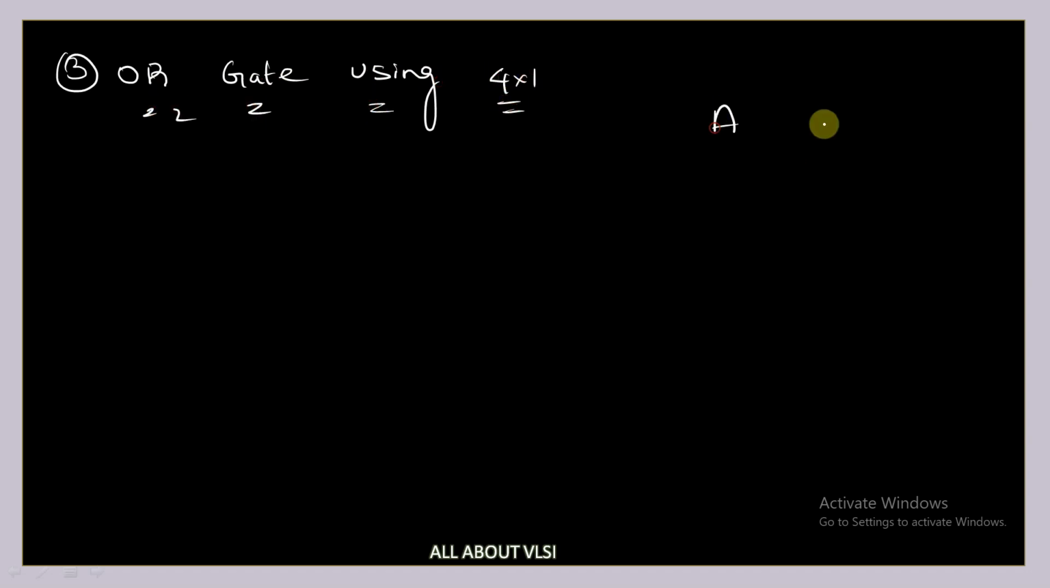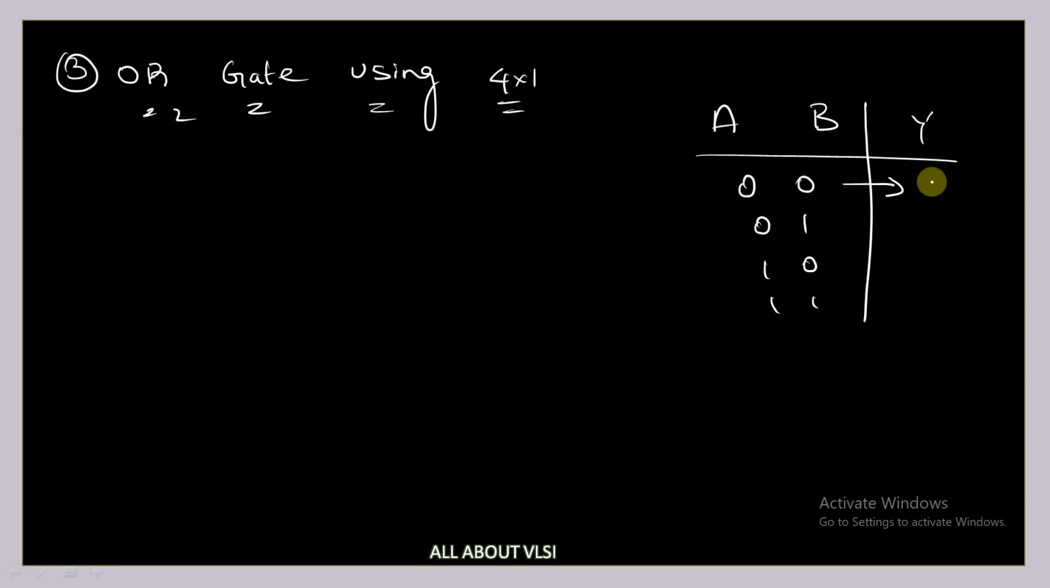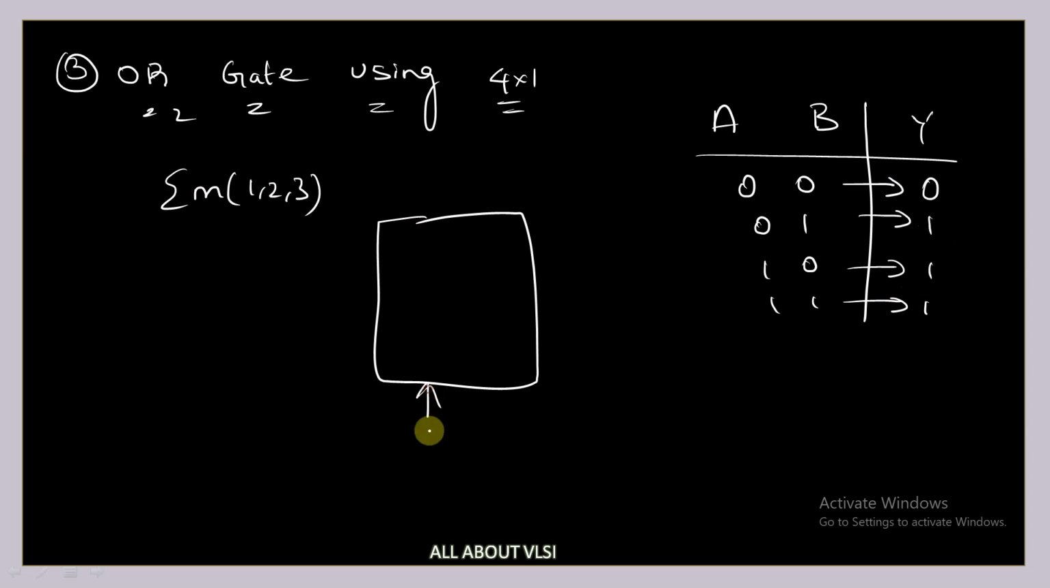Yes. Next, how to implement your OR gate? You can follow the same method. OR gate using 4 cross 1. So you can follow the minterms method. So A, B, and Y: 0 0, 0 1, 1 0, 1 1, and outputs 0 1 1 1. Okay, so we have minterms sigma m 1, 2 and 3, and the remaining we will keep as 0. So this is your A and this is your B, and we are applying 0 1 1 1.